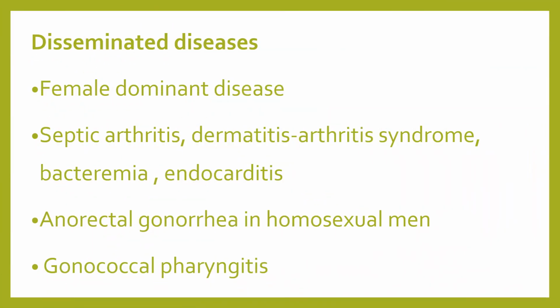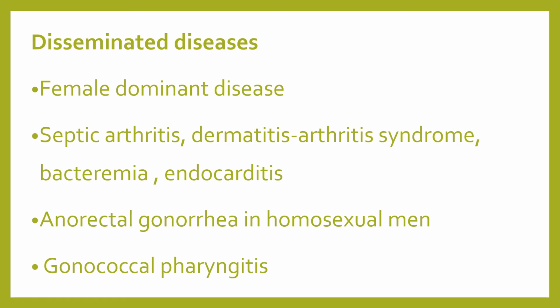Okay, so the disseminated disease caused by Neisseria gonorrhea is usually a female dominant disease characterized by septic arthritis, dermatitis-arthritis syndrome, bacteremia, and endocarditis. The dermatitis syndrome and bacteremia can manifest skin lesions, fever, and joint pain. And also, deficiency of terminal complement components C6 to C9 predisposes to the disseminated disease.